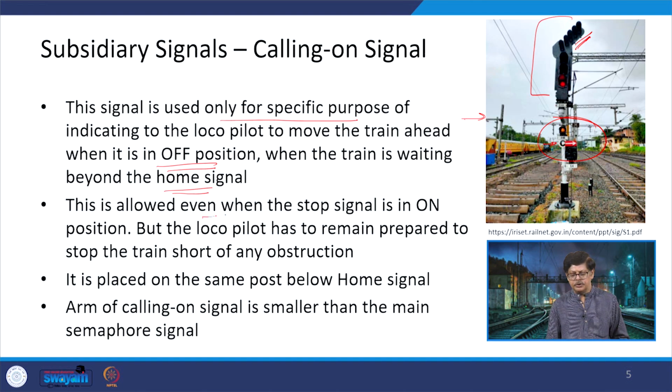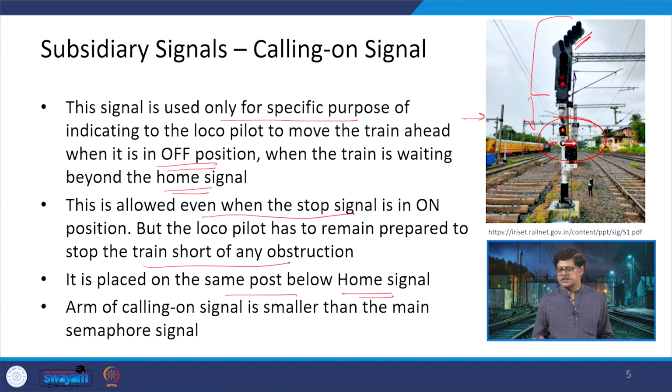This is allowed even when the stop signal is in on position, but the loco pilot has to remain prepared to stop the train short of any obstruction. It is placed on the same post below the home signal. As I said, below the home signal we are providing it. The arm of the calling on signal is smaller than the main semaphore signal.